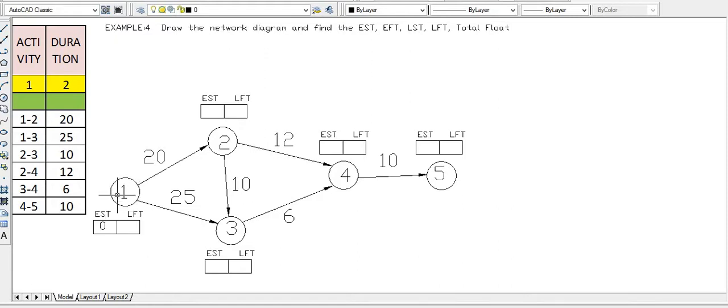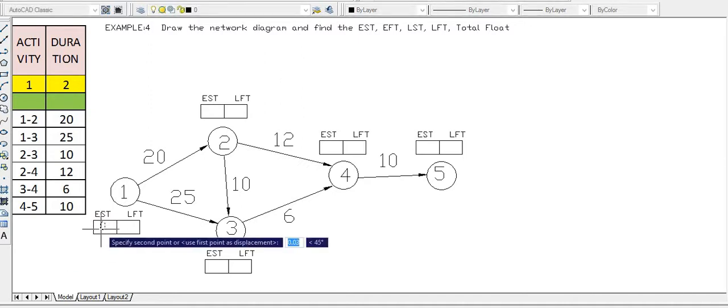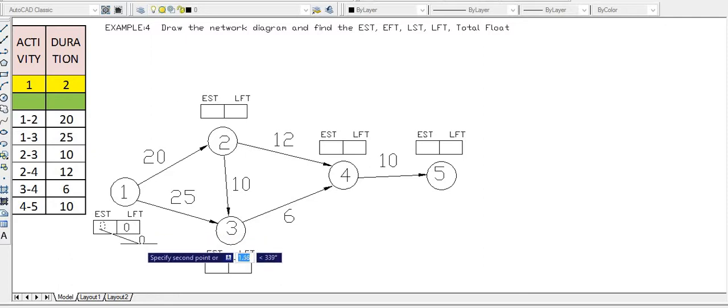So is there any 1 to 2? So we will see 1. Is there any duration for 1? There is no duration for 1. That is 0. Okay? So that means the earliest start time for this first is nothing but 0. Again, LFT, the latest finish time, will also be 0. So we will see the next one. The first starting point will be 0 and 0, as there is no such duration.